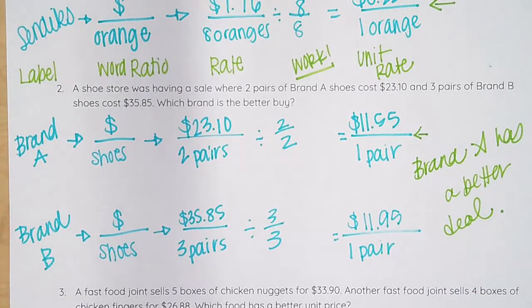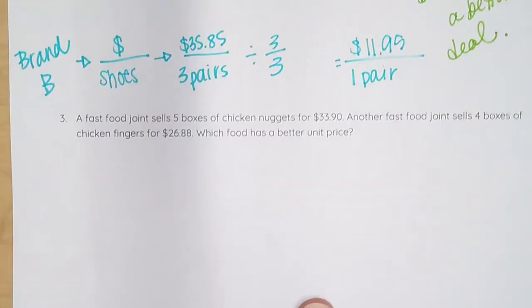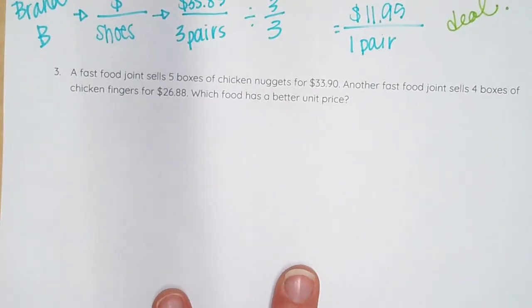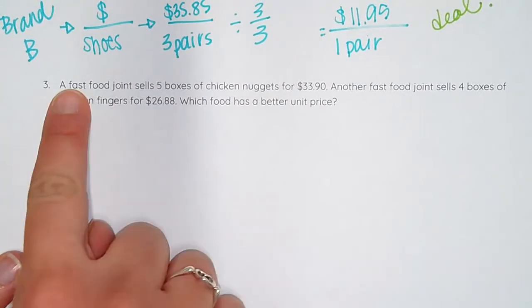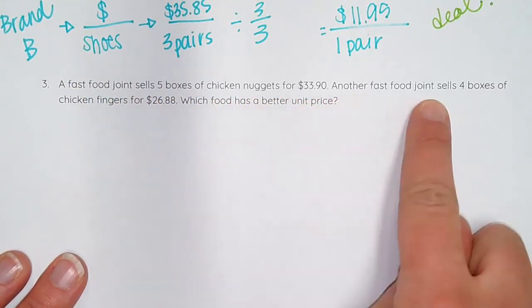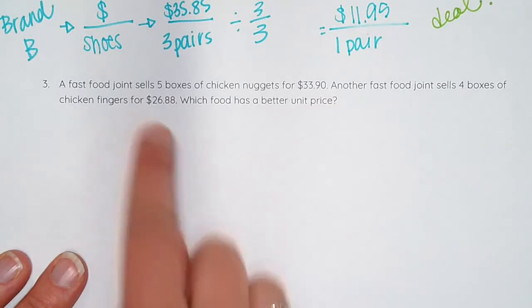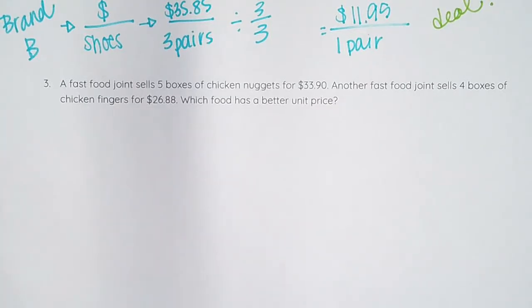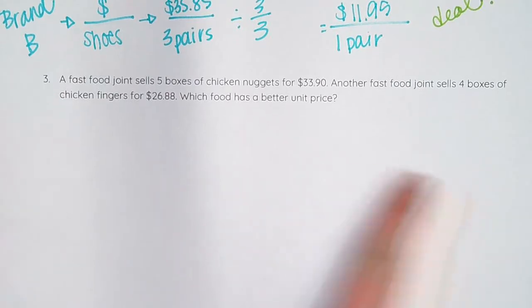Awesome. Okay, I'm going to have you pause the video right here, and you are going to go ahead and tell me about these 2 fast food joints. One fast food joint sells 5 boxes of chicken nuggets for $33.90, and another one sells 4 boxes of chicken fingers for $26.88. And we want to know which has the better unit price. You're going to pause the video and then type which one has the better price and an explanation into the box.